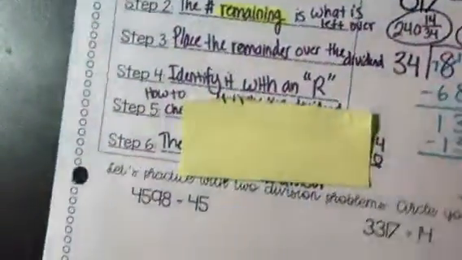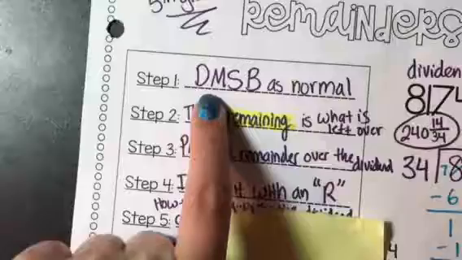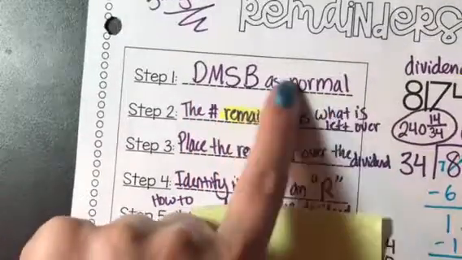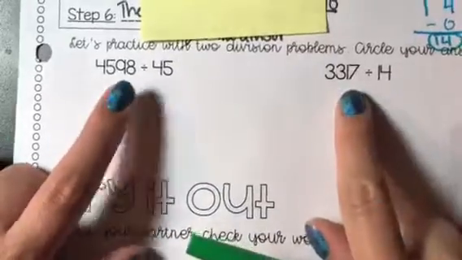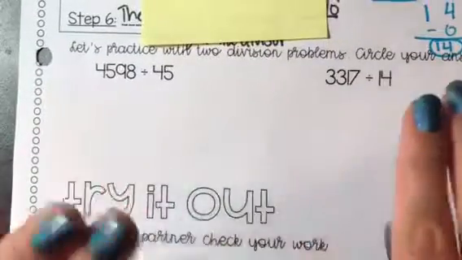So let's try this one. First step, divide, multiply, and subtract as normal. I got to set it up like a regular division problem, because to be honest, you're going to see all the problems set up like this, and they're not going to tell you, hey, this one has a remainder.